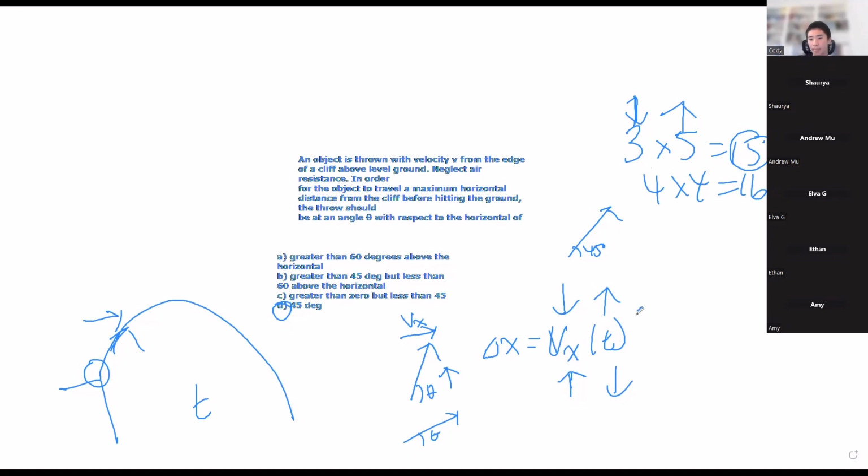Like someone said in the chat, the middle is the sweet spot. 45 degrees is in between 0 and 90 degrees, straight up and straight out. That's the sweet spot where it maximizes the time you're in the air and the initial speed it goes out at, so it goes the furthest distance. It's important to remember this for the AP test.